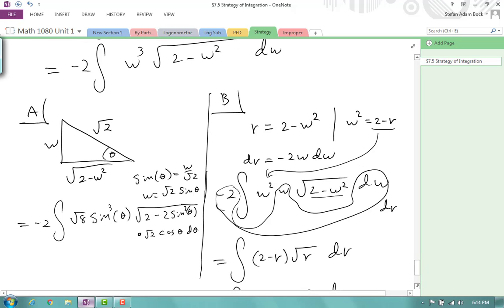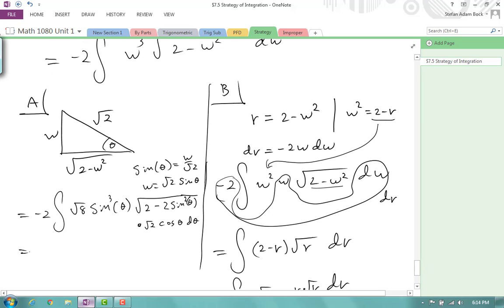And if we work this out just a bit more, I'm going to have negative 8 times the integral of sine cubed of theta times the square root of 2 times cosine squared of theta d theta. And that is a standard 7.2 problem. I move the root 2 out, I'll change 2 of these signs over, and then I'll have to undo all those substitutions.